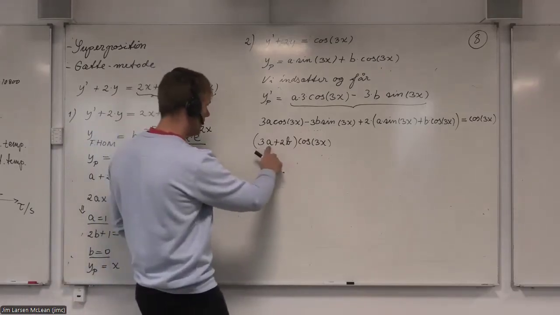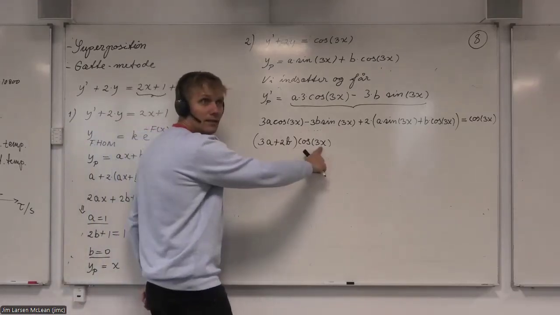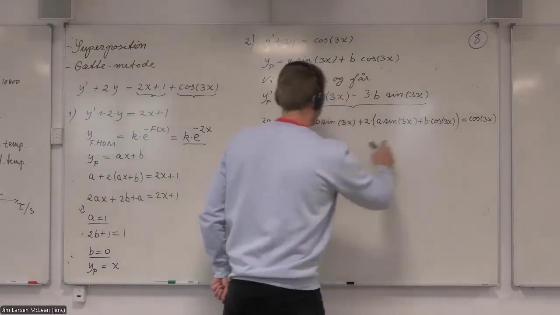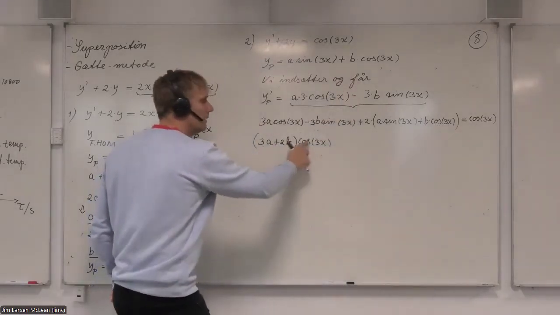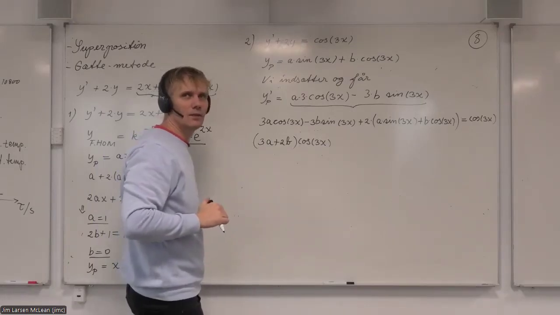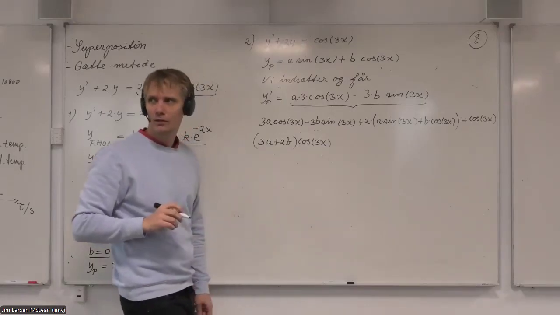So I look here and say, here I have 3a cosine 3x. I also have it here, of course, 3a cosine 3x, when I multiply. And over here I have 2b cosine 3x. So in total, I have 3a plus 2b times cosine of 3x. I've just factored it out. I've skipped a few steps in the calculation, and I hope that's okay.